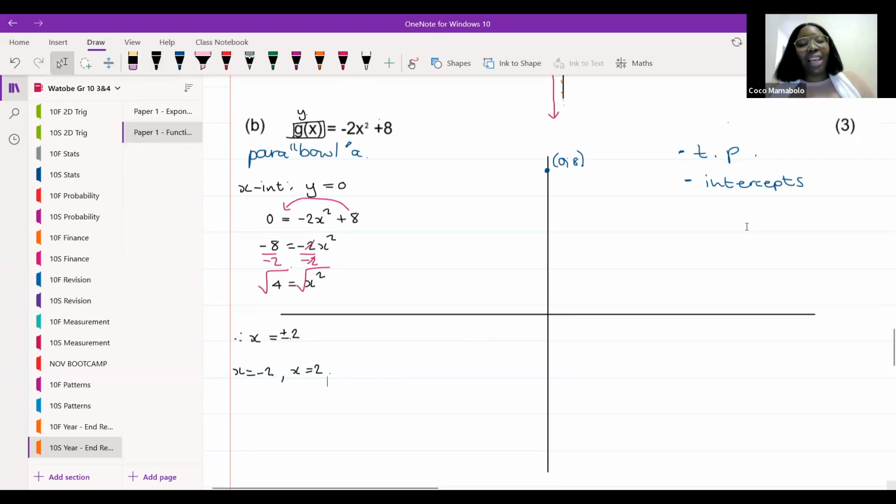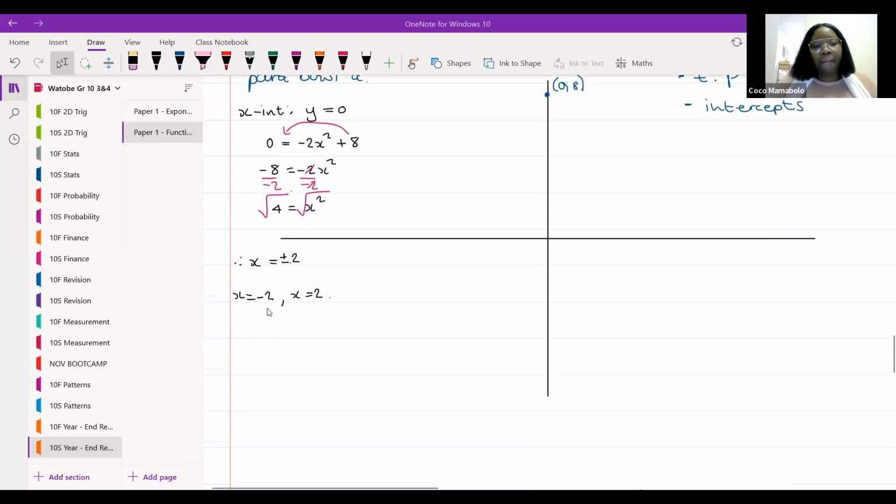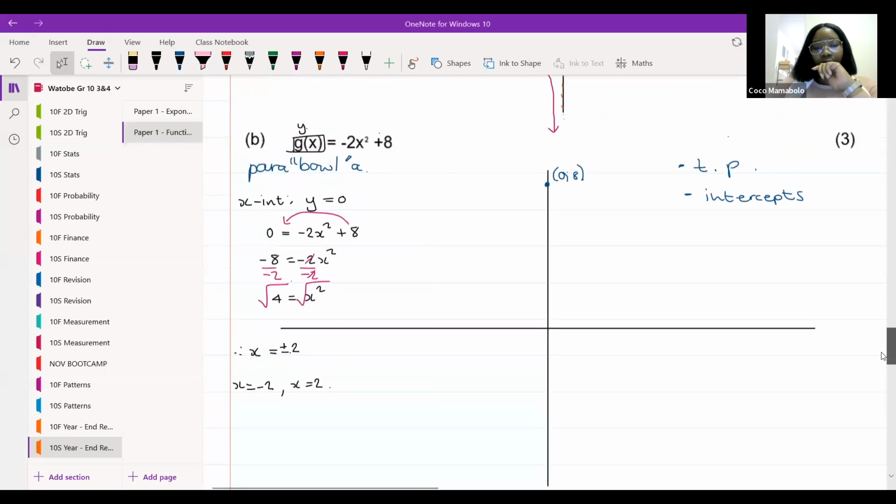Now that tells me... what do they mean by turning point? Guys, remember to stay muted. Cassidy has a question. Cassidy, what's your question, my sweetie? The question I have is, what do they mean by turning points?